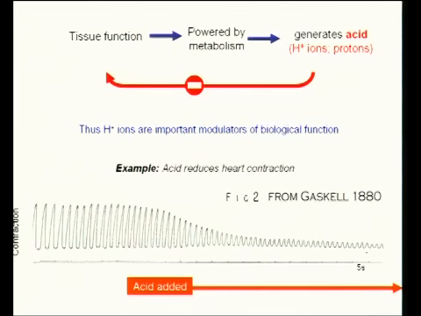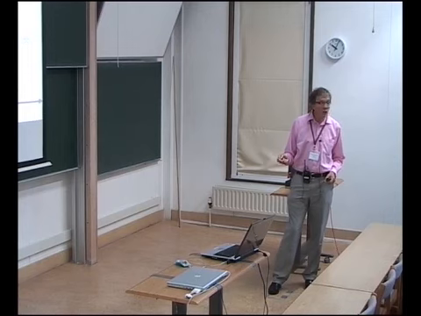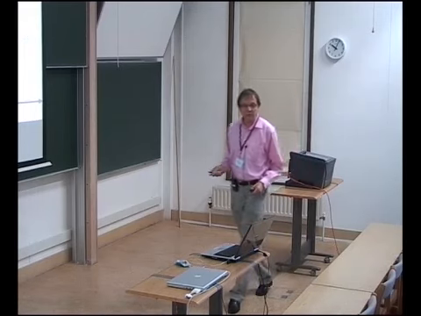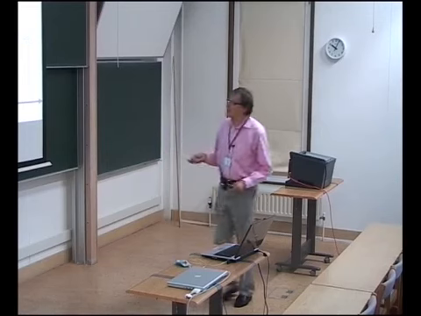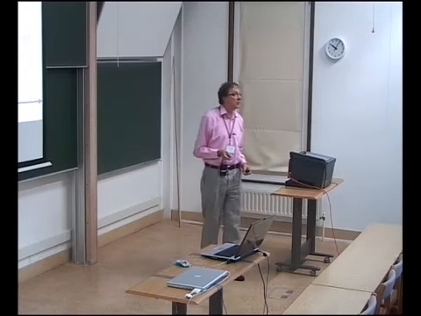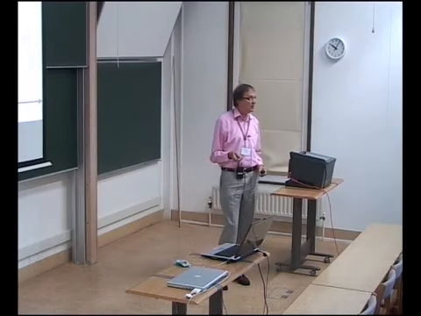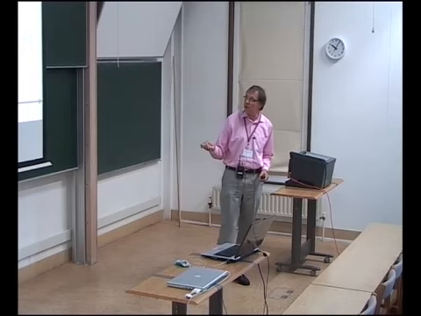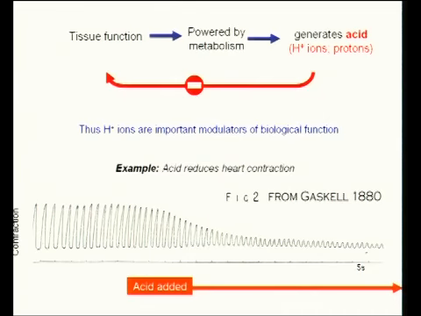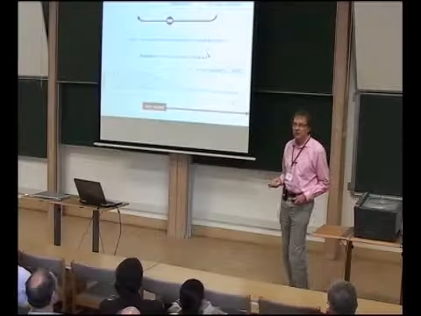And classically, if we're dealing with the heart, one of the most famous examples of this modulation is work published by Gaskell 130 years ago, in 1880, in the Journal of Physiology, who showed that acidifying an isolated frog heart very rapidly reduced its contractile function in a reversible manner. And interestingly, this kind of acidosis is precisely what happens during myocardial ischemia, and the acidosis is one of the principal causes of contractile failure under those conditions.